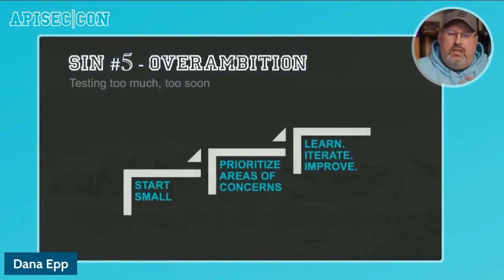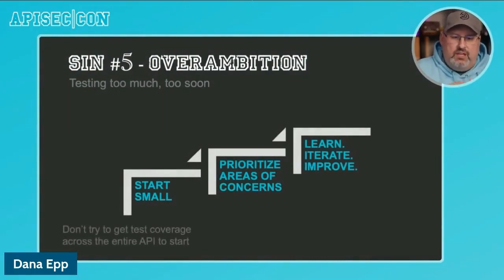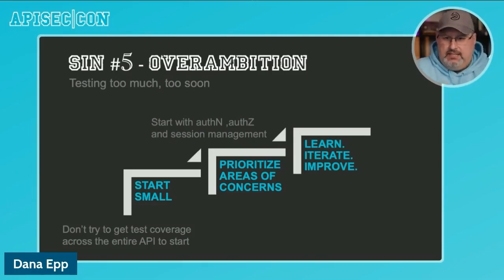When we start thinking about what we want to do, you need to start small. You really want to be thinking about getting test coverage in the areas that have the most concern. One of my recommendations is that you start with authentication, authorization, and session management, because all your API endpoints will have some sort of validation there.